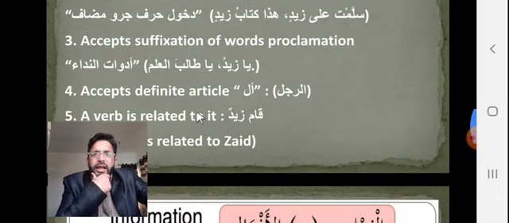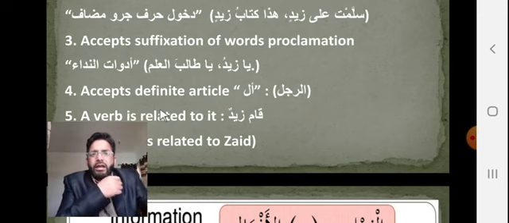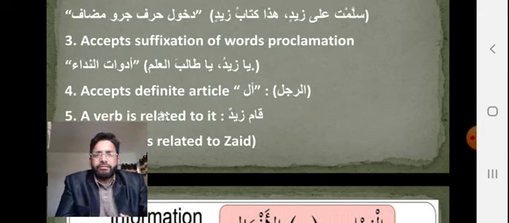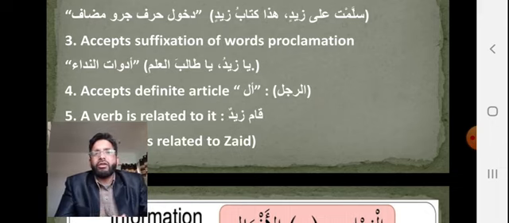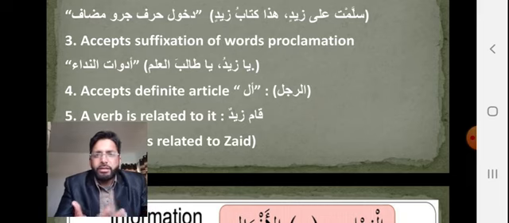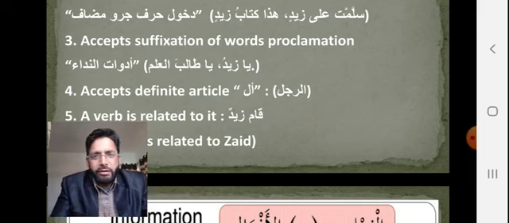Then third, it accepts fixation of words of proclamation. It accepts adawatul nida. We do not use adawatul nida, words of proclamation, on verbs. Words of proclamation, or adawatul nida, we always use on nouns. If I have to call somebody, the person whom I am calling must be a noun. It's not possible that he will be a verb.